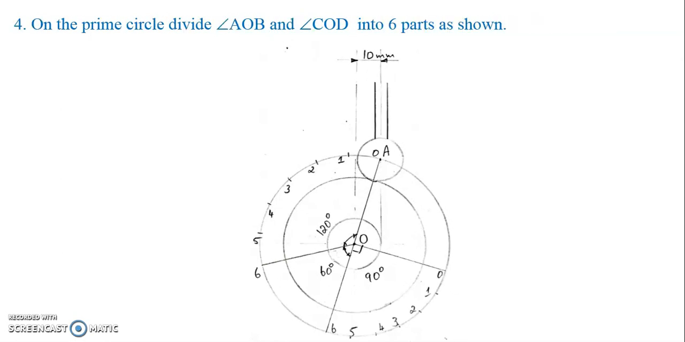Then point number 4, on the prime circle, divide angles AOB and COD into 6 equal parts. We know that we have to divide the angle of rise and the angle of fall into 6 equal parts on the prime circle. I have given the names 1, 2, 3, 4, 5, and 6. Similarly, on the angle of fall, 6, 5, 4, 3, 2, 1, 0. So angle of rise 120 divided by 6 is 20 degrees each, and angle of fall 90 degrees divided by 6 is 15 degrees each. Okay, we know this.